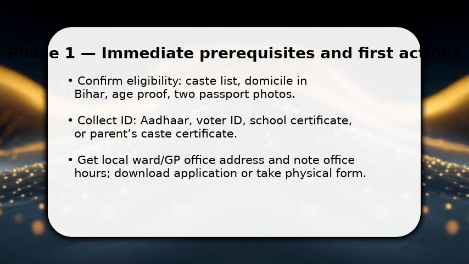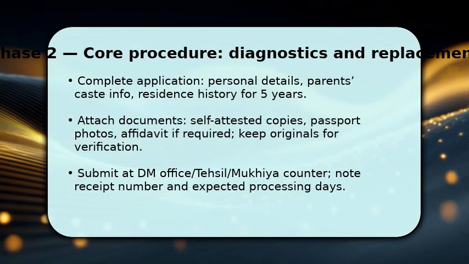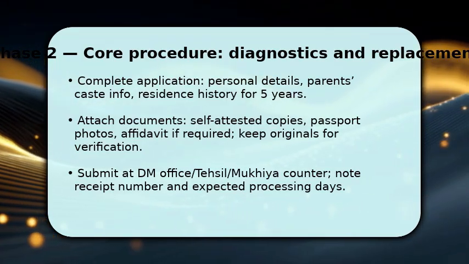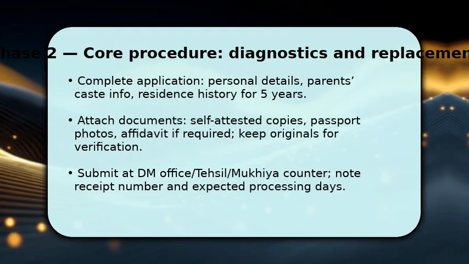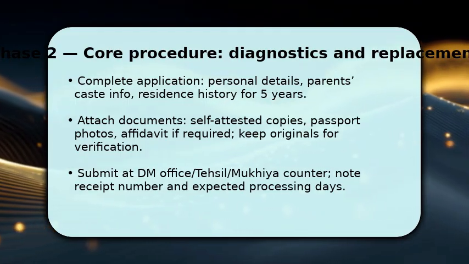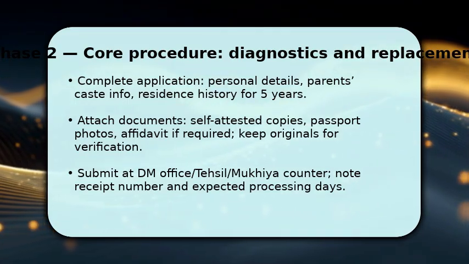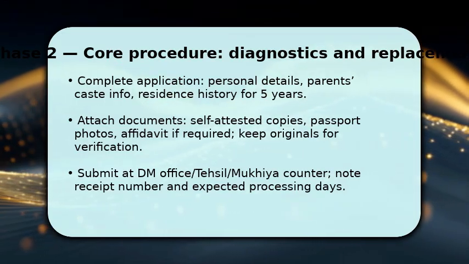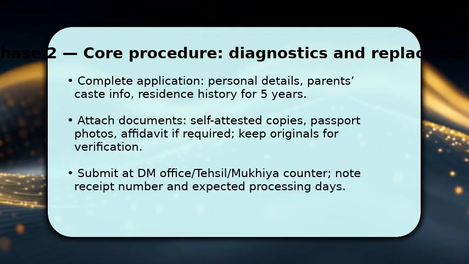You now carefully fill the form. Write names exactly as on Aadhaar, include parents' caste details and 5-year residence history to prevent queries. Make self-attested copies of every document, Aadhaar, school or birth certificate, voter's ID, and attach 2 photos. If ancestry proof is weak, prepare an affidavit from a gazetted officer.